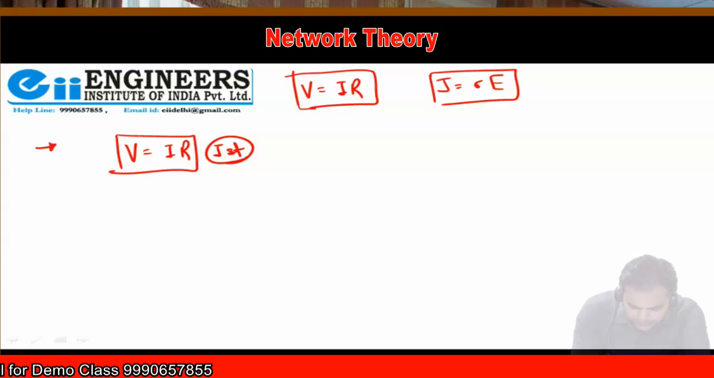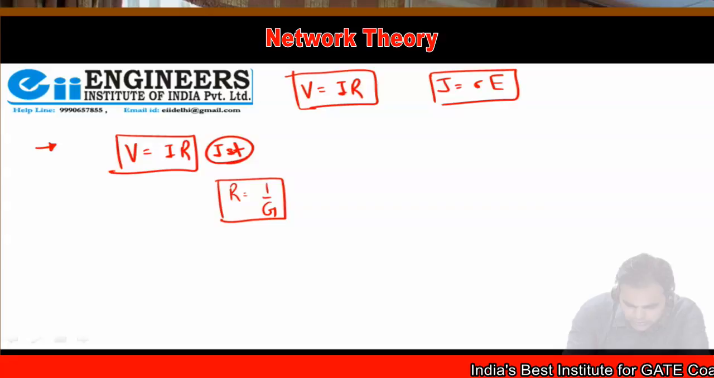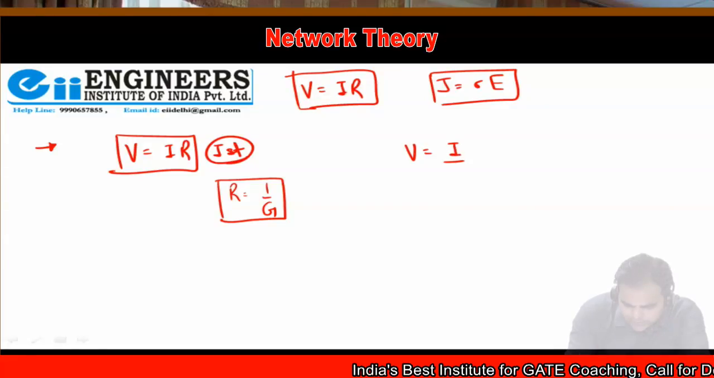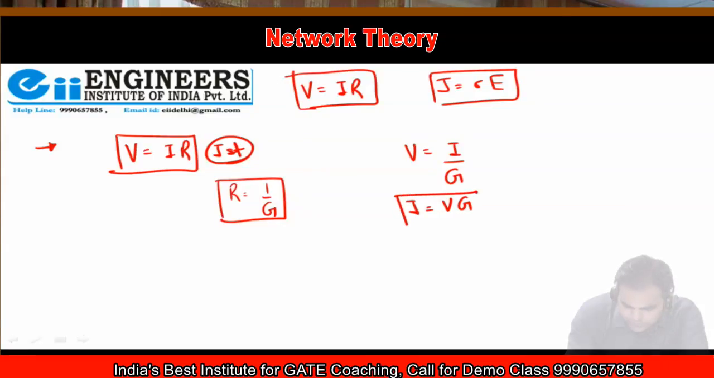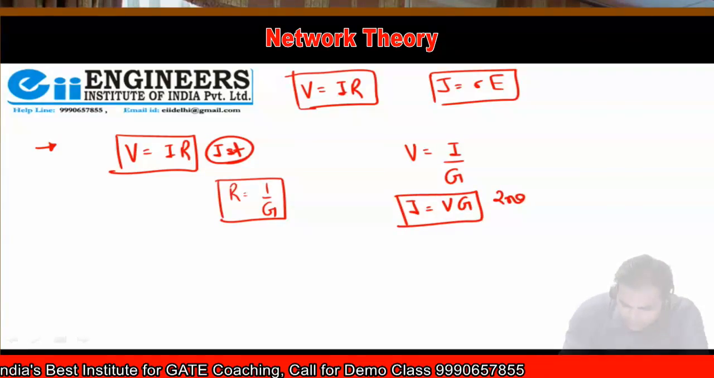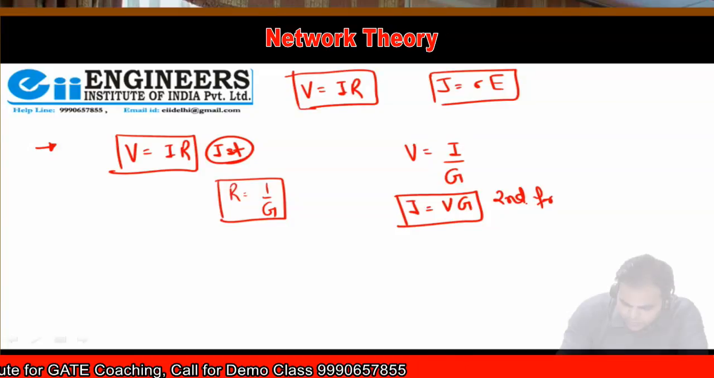Now in V is equal to IR, I is called the current. R is also equal to 1 by G. So V is equal to I by G, so I is equal to VG. This is the second form of Ohm's law.